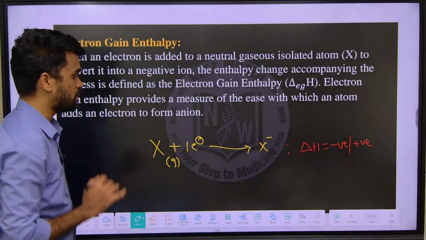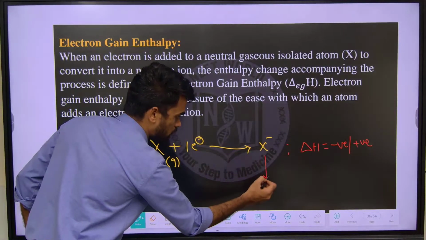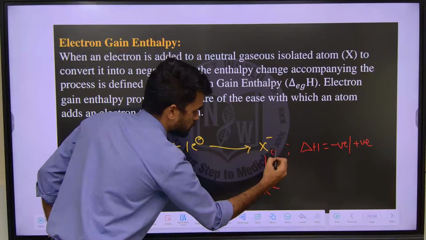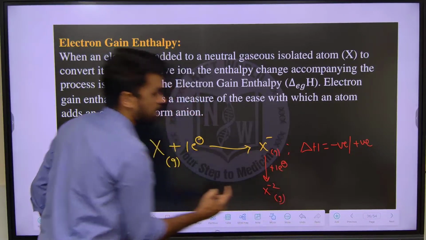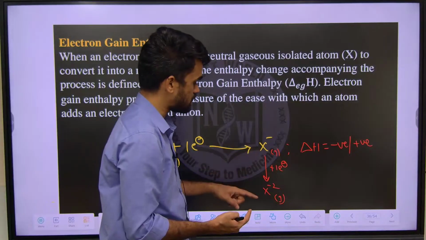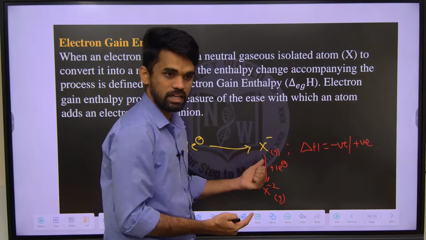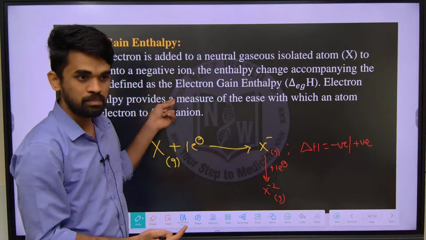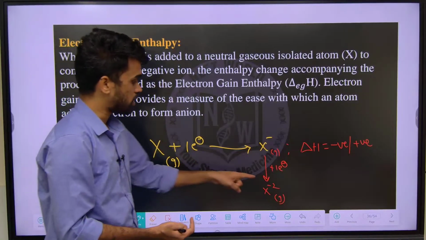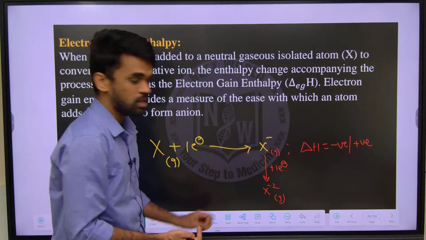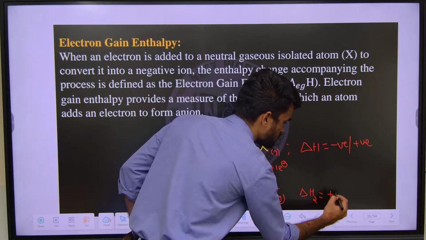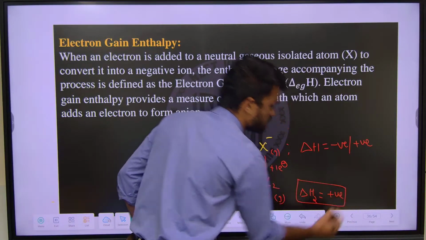After this, if I add one more electron here, it becomes X2 minus. So this is the second process right now. This electron gain enthalpy can be considered the same as electron affinity, so can I say this is the second electron affinity? So this process, delta H2, will always be positive.